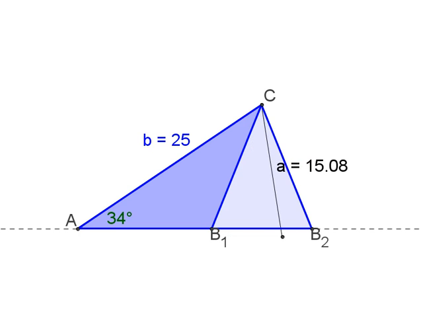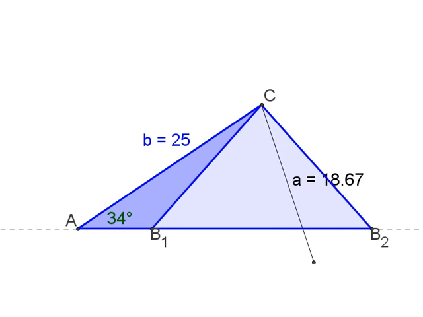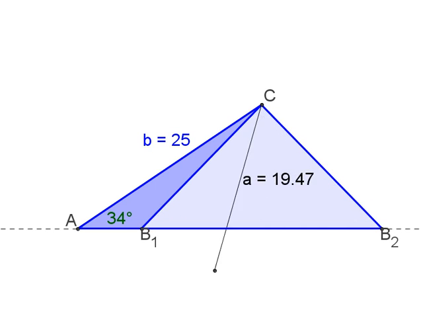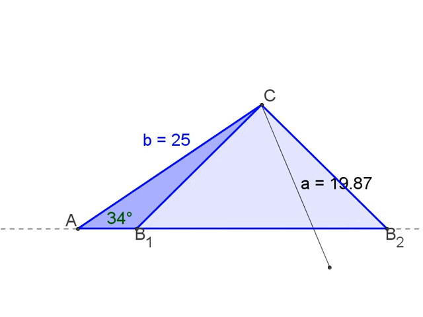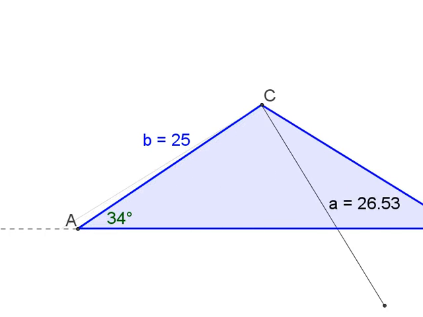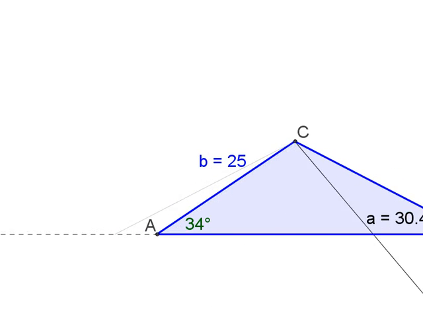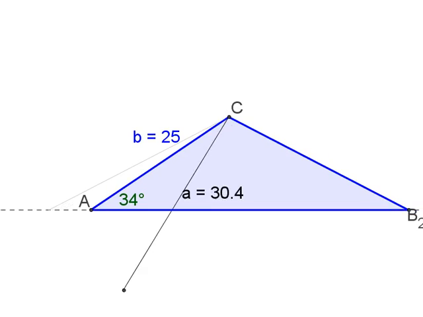All right, but let's not stop there. What if I kept making A even bigger? It's getting bigger, getting bigger. Believe it or not, we're eventually going to enter unambiguous territory again, and here's why. If I make A big enough so that it's bigger than little b, bigger than that 25 length, we will see that it is no longer ambiguous.